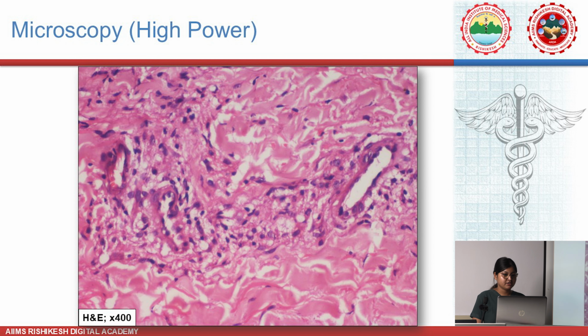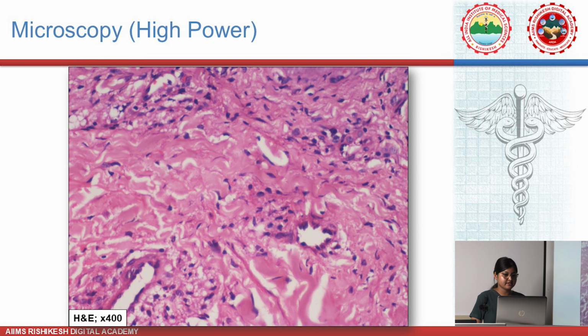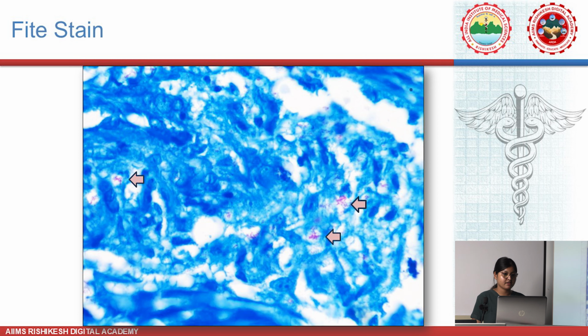So on higher power, we can appreciate the inflammatory cells and these foamy histiocytes, which have clear vacuolated cytoplasm, and they are concentrated around the blood vessels. This is another high power focus showing blood vessels along with the inflammatory cells, comprising these foamy macrophages, lymphocytes and a few plasma cells. Fite stain highlighted multiple clusters and numerous acid-fast bacilli representing the lepra bacilli, as we can appreciate over here. These are the clusters and they are concentrated inside the foamy macrophages.